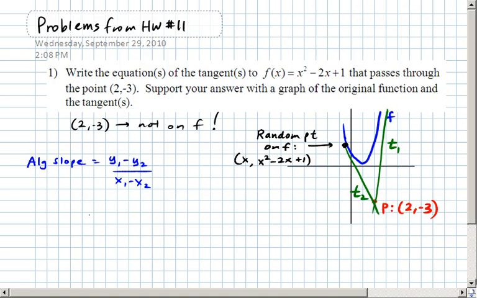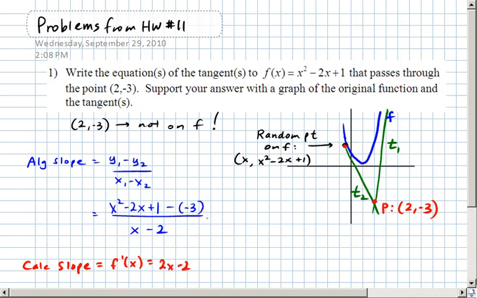Which in this case is going to be x squared minus 2x plus 1 minus negative 3, all of that over x minus 2. Now, the calculus slope through this random point is just the derivative of f. So the calculus slope is going to be f prime at x, which is 2x minus 2. So now I want to know for what values of x are these two things equal. So now we shift gears into an algebra equation, like so.